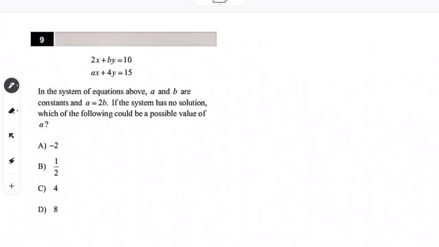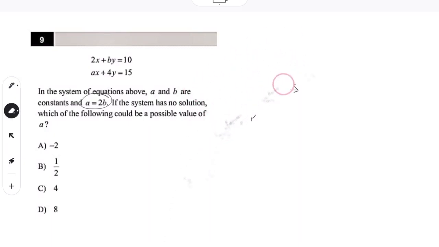In this system of the equations above, a and b are constants and a is equal to 2b. They have no solutions, so what could be a possible value of a? So whenever we know that there are two linear equations that have no solutions, we can think about it if we can draw it on a graph. There are no solutions. That will mean that two lines are parallel.